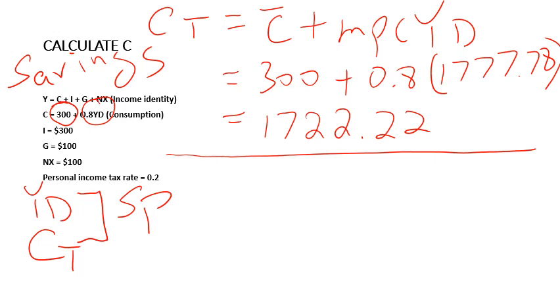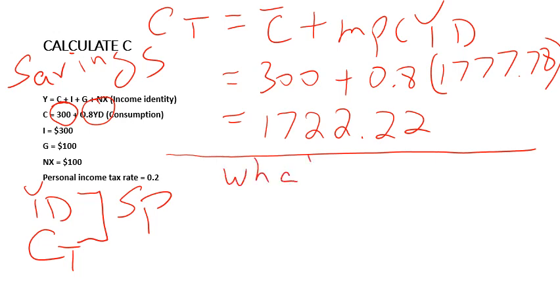So, we have previously calculated disposable income. We now have total consumption, and the difference will give us how much consumers save. Let's try something.